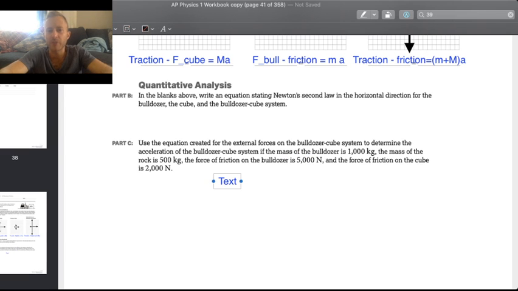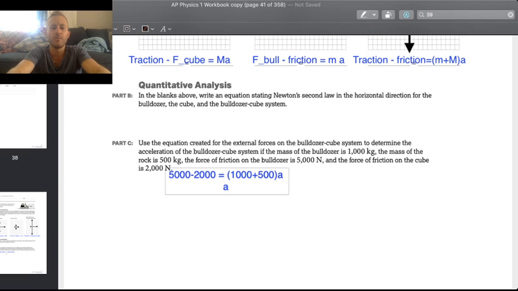I would have called it traction, but what that says is that traction minus friction is 5,000 minus 2,000, and then the total mass would be 1,000 plus 500 times A, and so that gives A equals 2 meters per second squared.